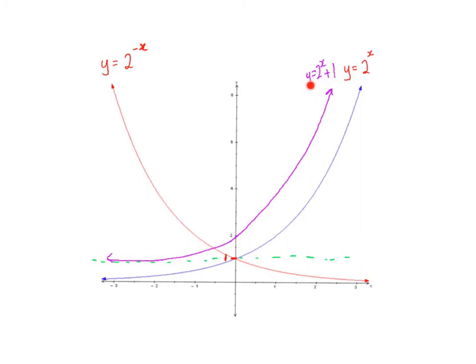Now, in this purple curve here, where we've got y equals 2 to the x plus 1, just like when we had parabolas and we plussed 1, they shifted up by 1. Same with exponential functions. We're just shifting that whole graph up by 1. And you can see the asymptote here is y equals 1 for the purple graph, and the asymptote for both y equals 2 to the x and y equals 2 to the -x is y equals 0.